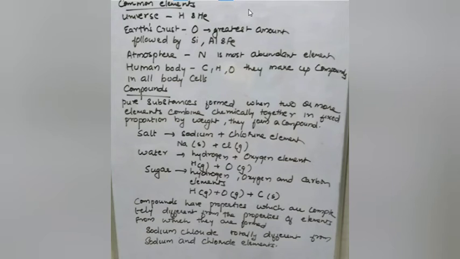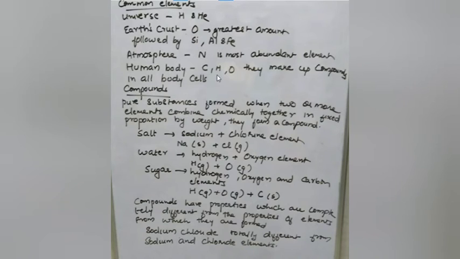In the atmosphere, nitrogen is the most abundant element. Around 78% of the atmosphere is nitrogen, and only 21% is oxygen, but oxygen is consumed for respiration. In the universe we can see the major quantity of hydrogen and helium. In the earth's crust, oxygen. In the atmosphere, nitrogen. So you have to classify this.